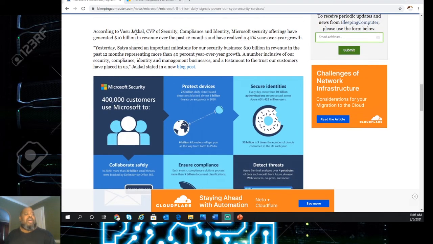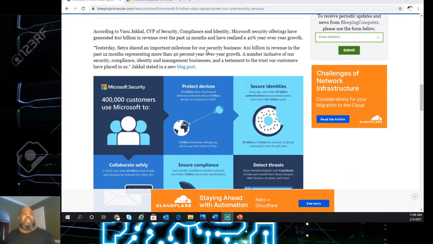According to Jeff Jones, Security Compliance and Identity, Microsoft security offerings have generated $10 billion in revenue over the past 12 months and realized 40% year-over-year growth. That's 40%. That's a huge jump on that volume of money and revenue.